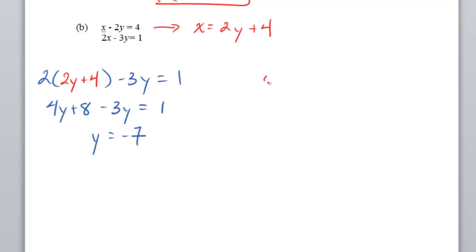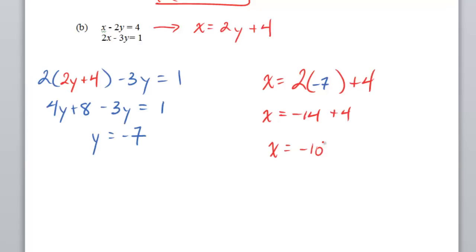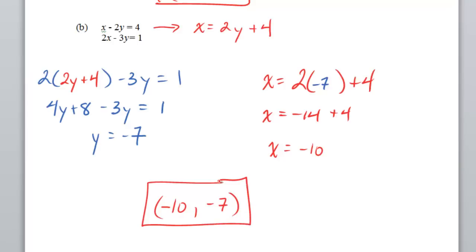Now I'll come back in here and replace the y with my -7 and solve for x. And you can see we have a value for x and y, and we'll need to write this as an ordered pair. So remember, it doesn't matter what order you solved them in, it should still go as an xy ordered pair. And so that is a couple examples of substitution.